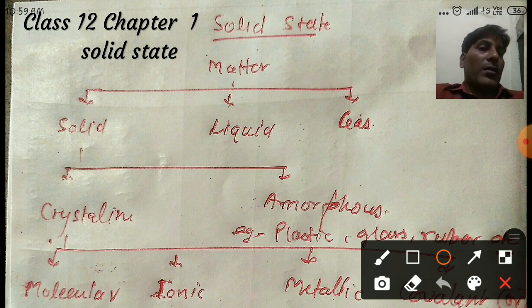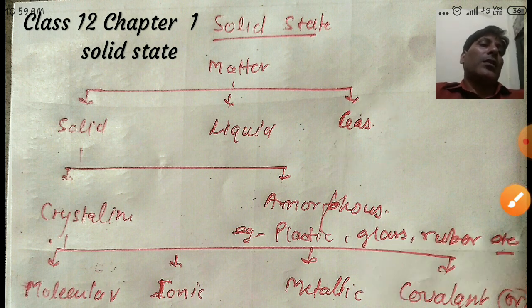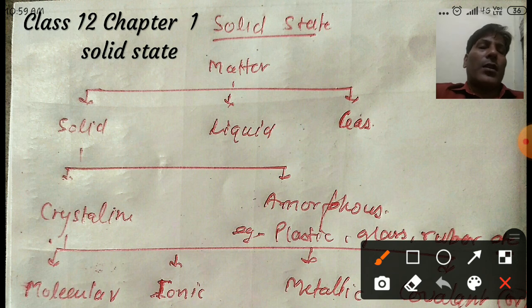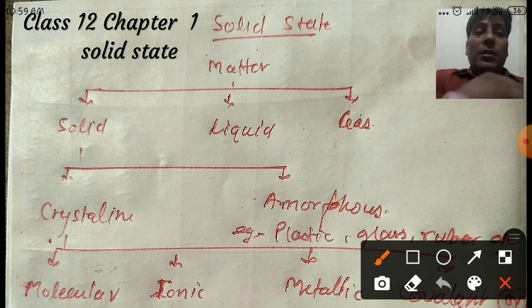We know that gases are anything which have indefinite shape and indefinite volume. We all know about that, but in this chapter we are going to study solids in depth. What is a solid? We defined here that the matter which has definite volume and a definite shape is called a solid.